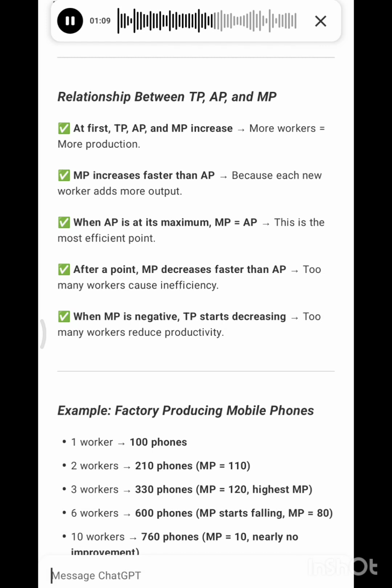After a point, MP decreases faster than AP. Too many workers cause inefficiency. When MP is negative, TP starts decreasing. Too many workers reduce productivity.